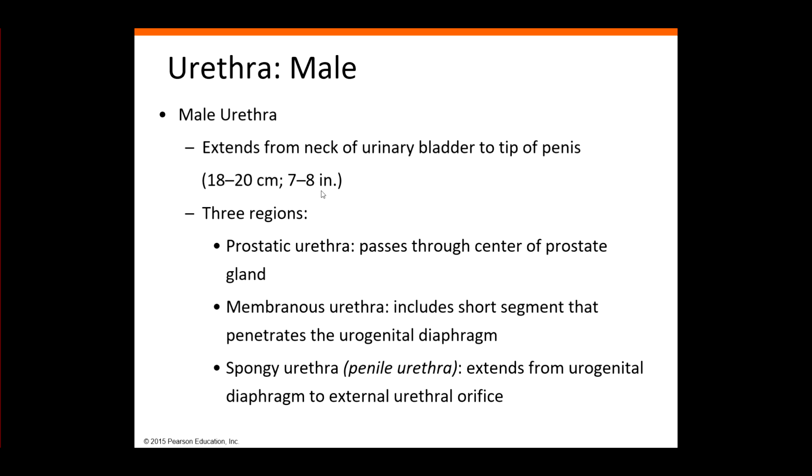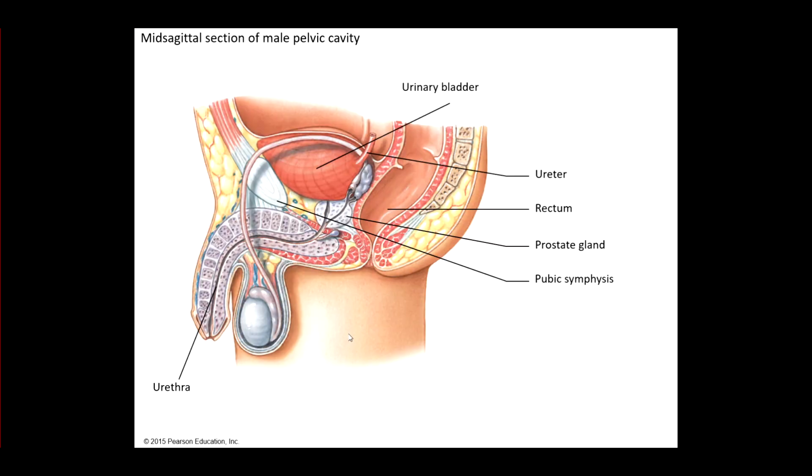So there's 3 parts of the urethra in the male I'd like you to know. If you want to give a highlight: prostatic urethra, membranous urethra, spongy urethra, or you can call it penile. Either one is fine. So let me show you what I mean by that. We'll come back to these notes in a moment.